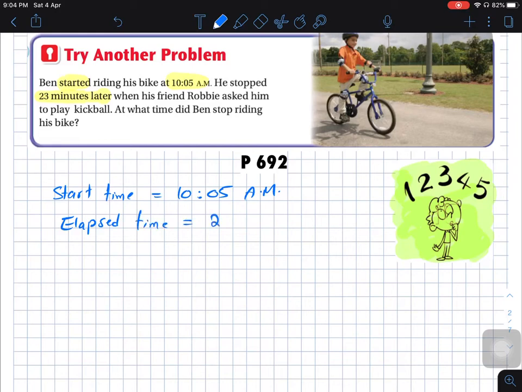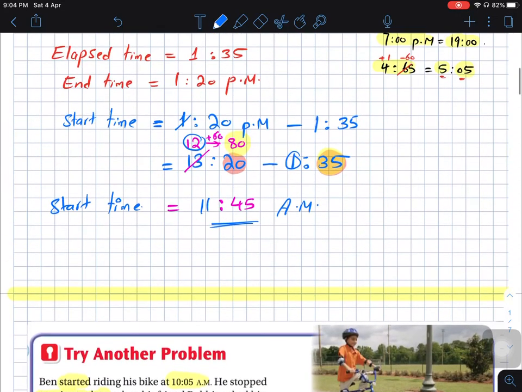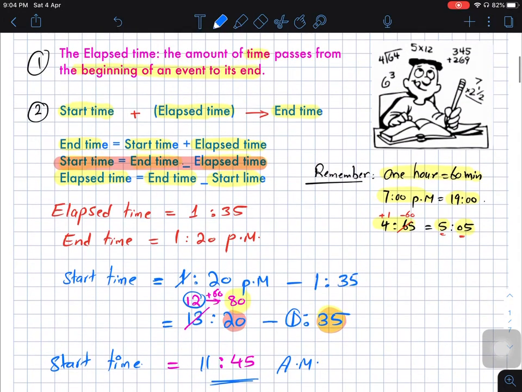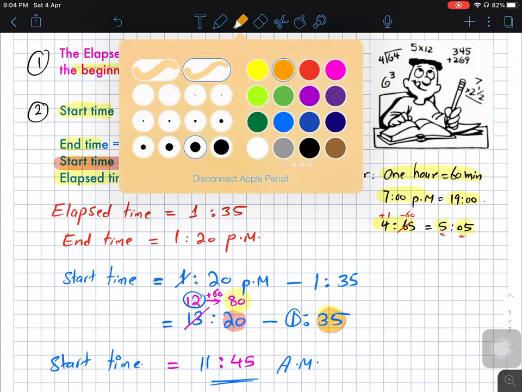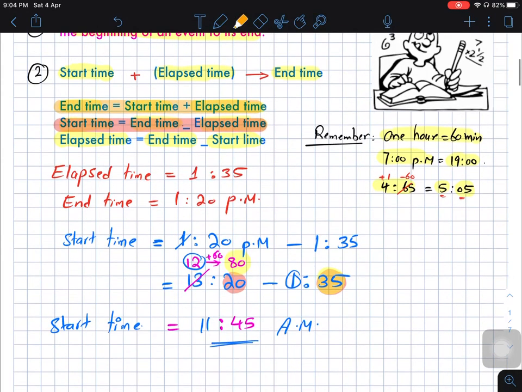The elapsed time is 23 minutes. How can I find the end time? At what time did Penny stop? That means the question is to find the end time. And going back again to the connection between all of them, the end time is equal to start time plus elapsed time.